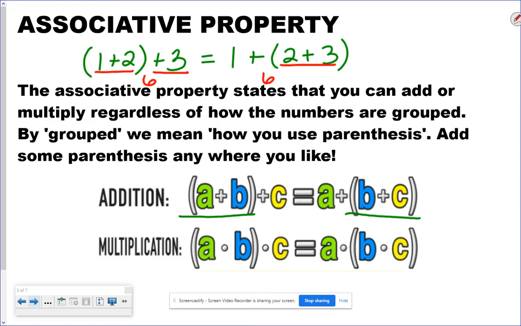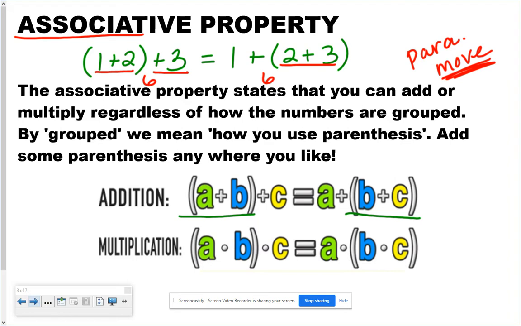Okay, so typically you're going to see the parentheses move location. The word associate is also in here, so the parentheses are going to associate with different numbers. Okay, same would go for multiplication.